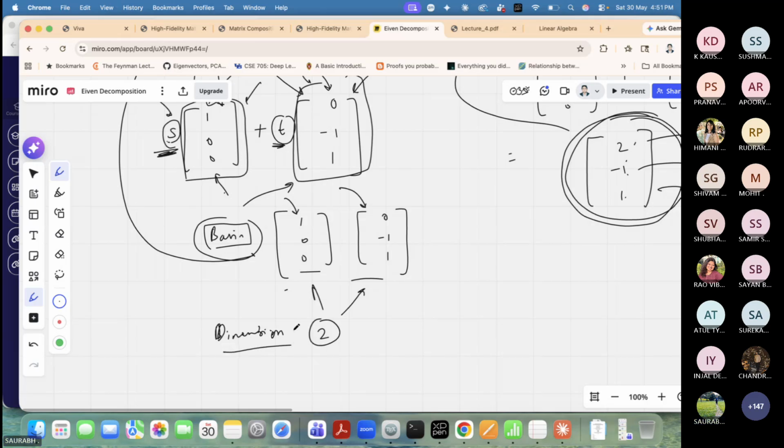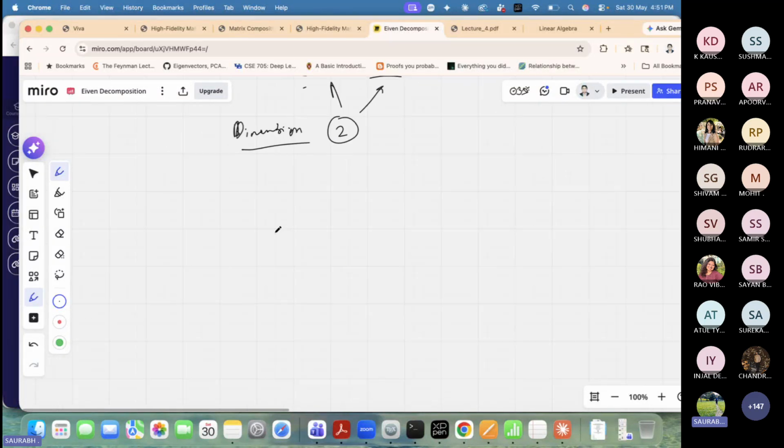Good. So for this lambda 4, we might be getting different bases, right? Yes. For lambda equals 4, you might get a different basis. There are chances that you might get something like this.